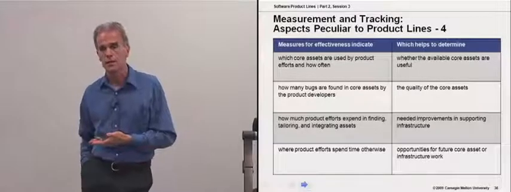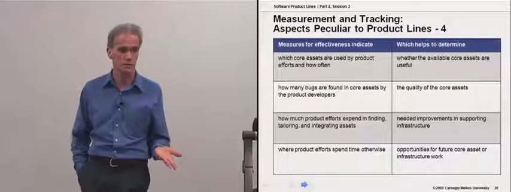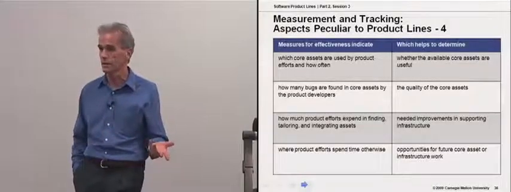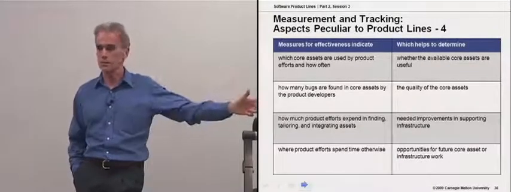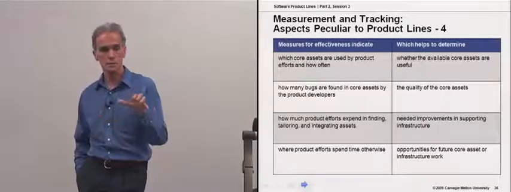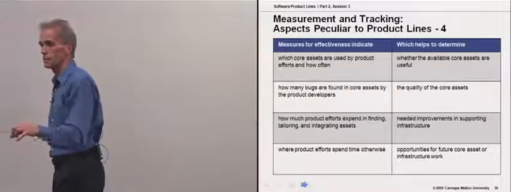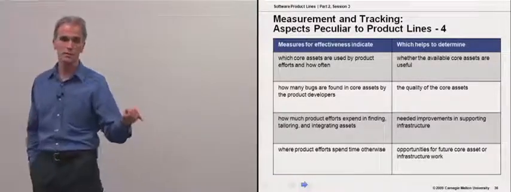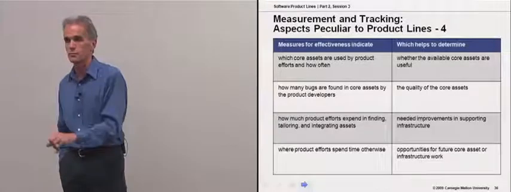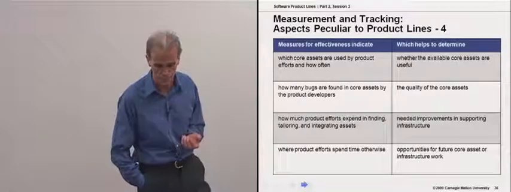So some of these measures are, for example, which core assets are being used in which products. That will tell you whether or not core assets are actually useful to product development. So a simple check of, here are all the assets in the core asset base, which products are they being used in? I said earlier that not every asset needs to show up in every product, but you need to have enough of a subset of those assets showing up in products to justify the expense of creating the core asset base in the first place.